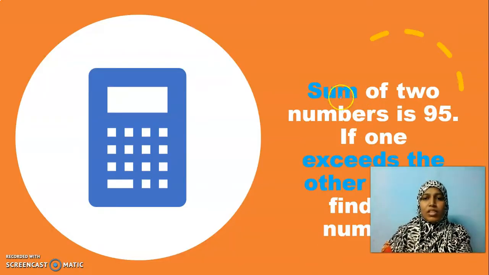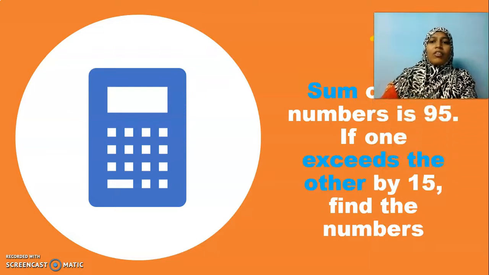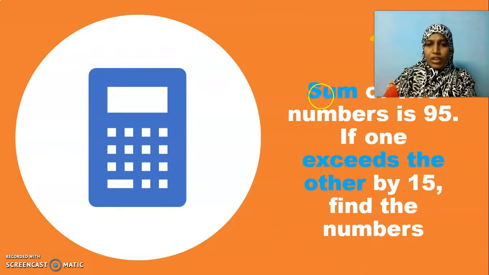Now the next question is, the sum of two numbers is 95. If one exceeds the other by 15, find the numbers. The clue words here, you should know how to identify them. Sum of two numbers is 95. If one exceeds the other, it means plus 15. How much is it exceeding? 15. So I can say it as plus 15.